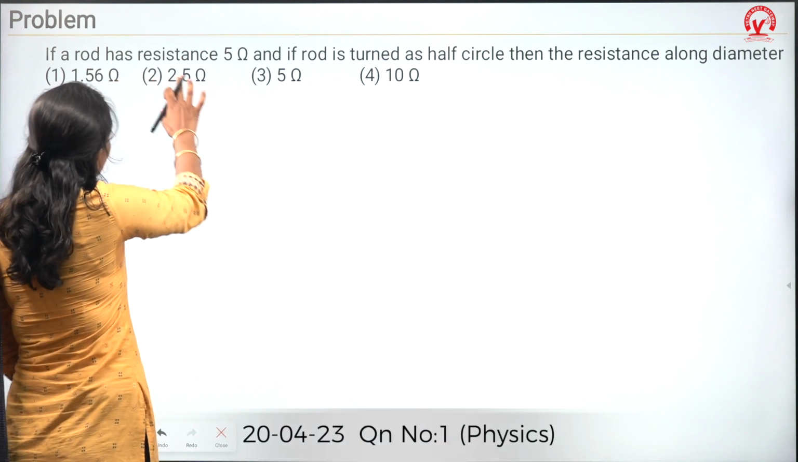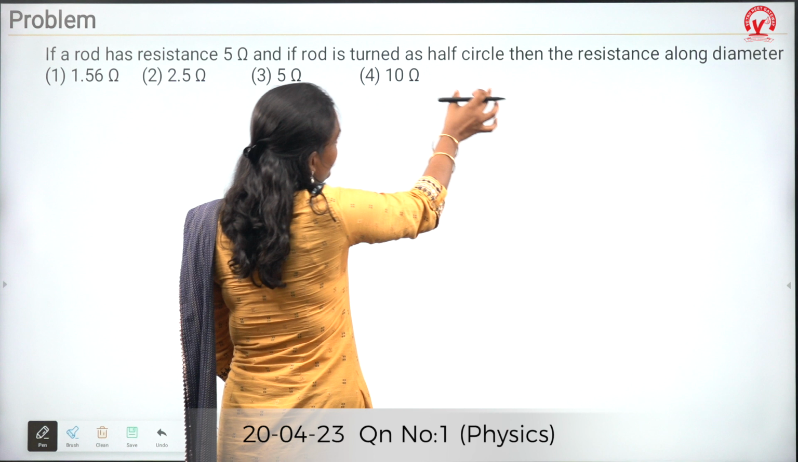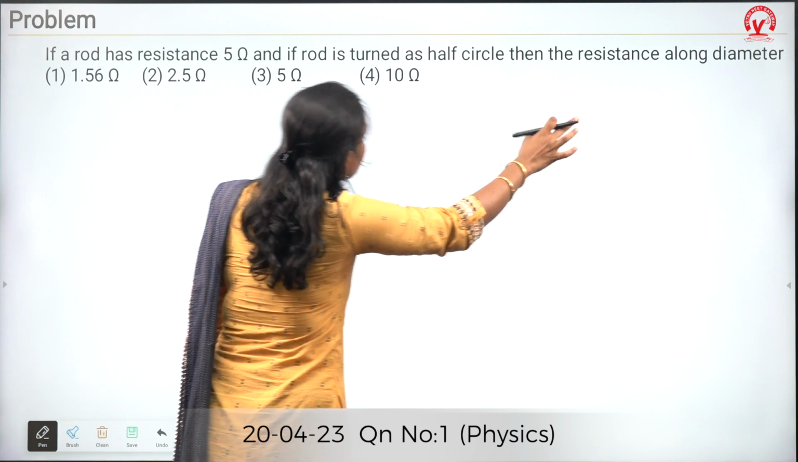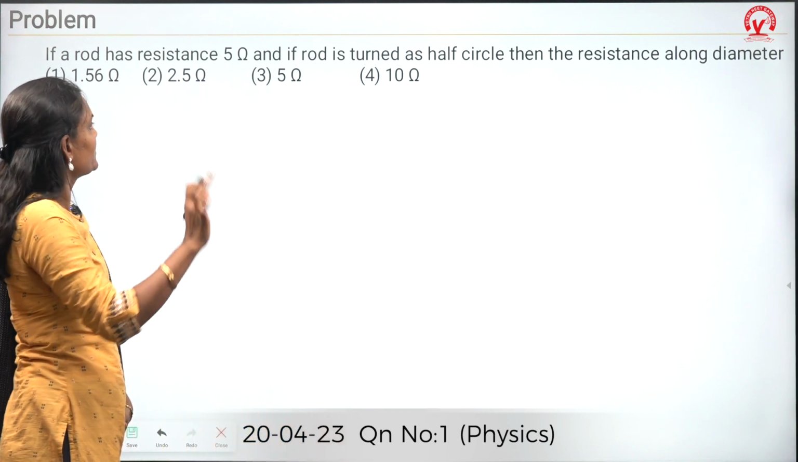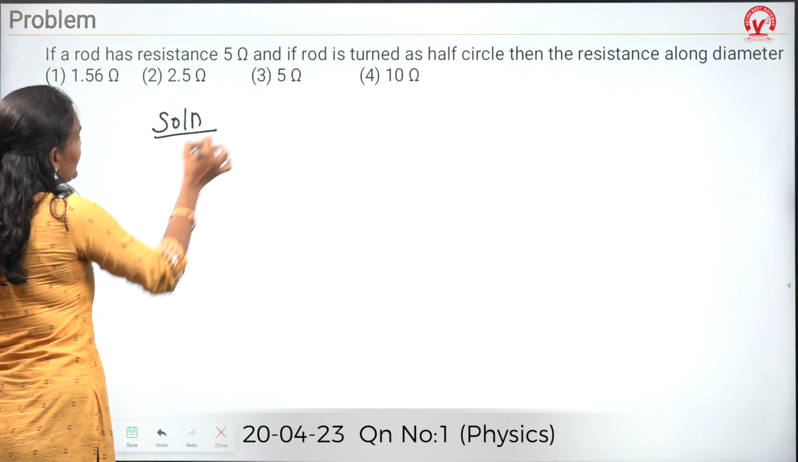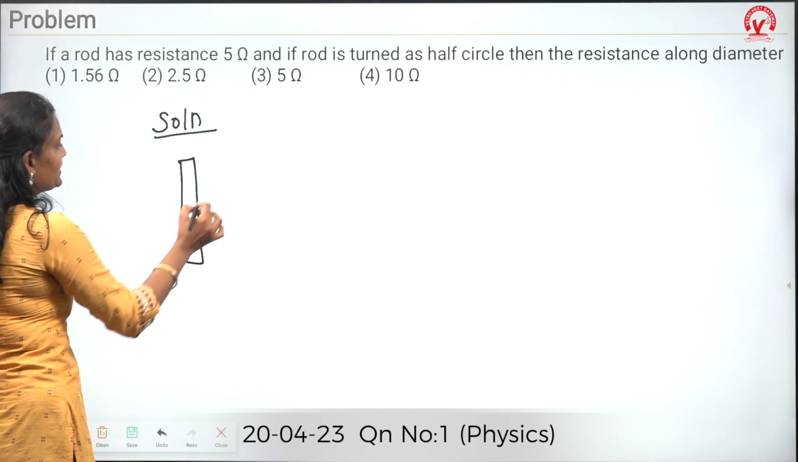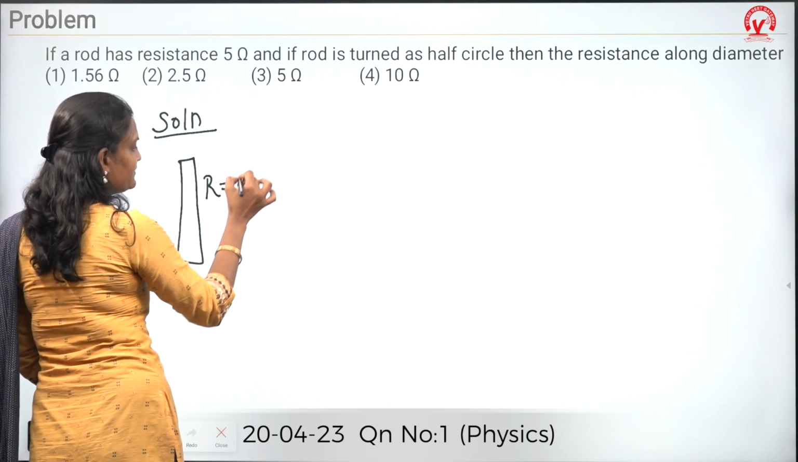If a rod has resistance 5 ohm and if the rod is turned as half circle, then the resistance along the diameter is what they are asking. Solution: taking a rod, this is the length of the rod. Here they are given the resistance as 5 ohm.